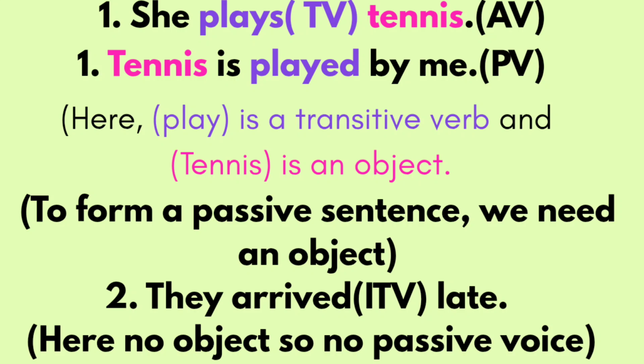So we have used tennis, right? It is an object. An object comes in subject position and the subject becomes the object. We need an object to make a passive voice sentence.